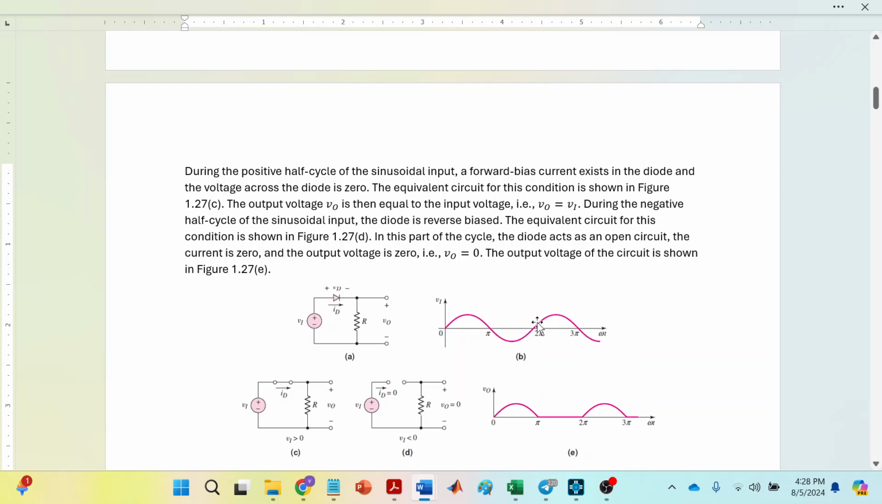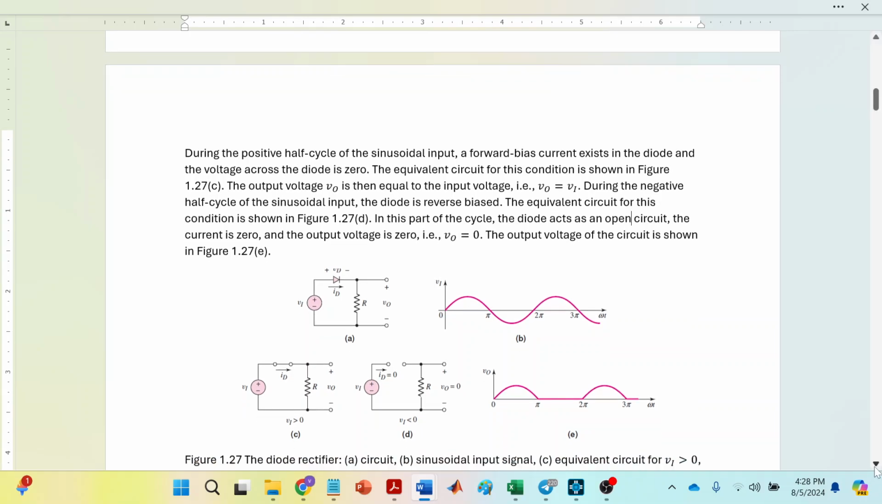But during the negative cycle, the diode is essentially in the reverse bias condition. So essentially it's an open circuit, and therefore the diode current is equal to zero. So therefore the output voltage is equal to zero. That's for the negative half cycle. So it repeats again. So for the positive half cycle, the input is equal to the output.